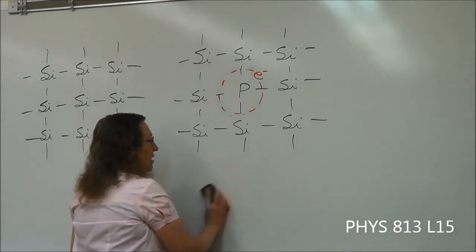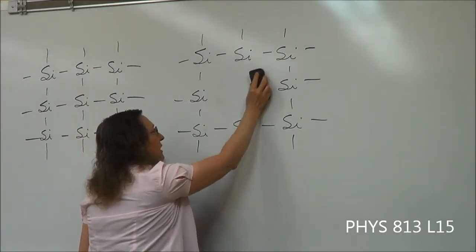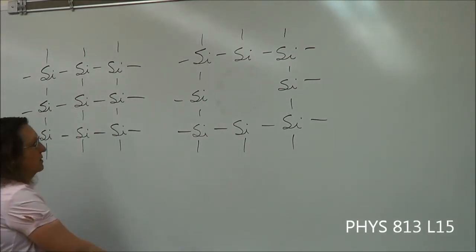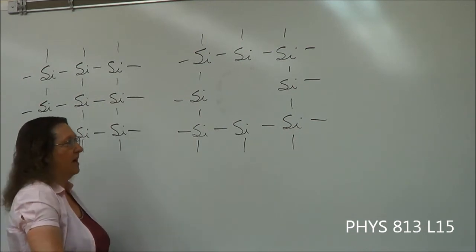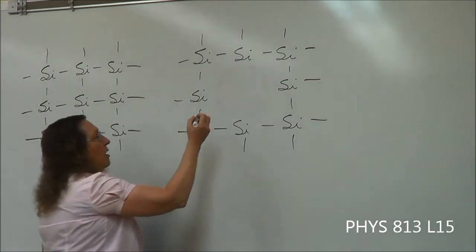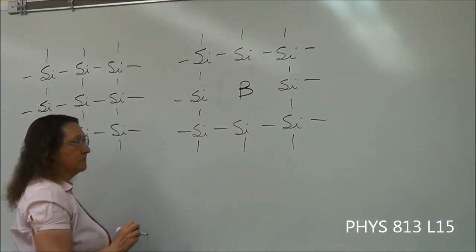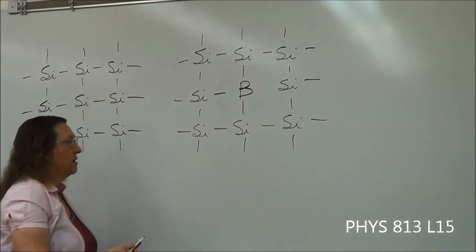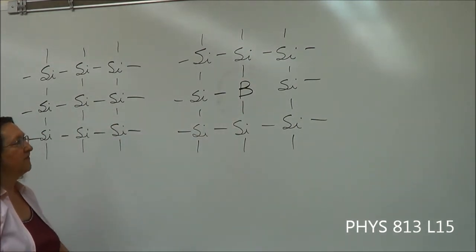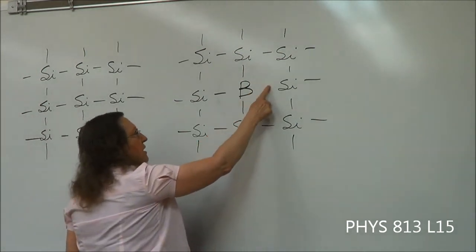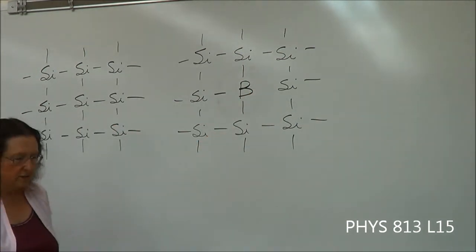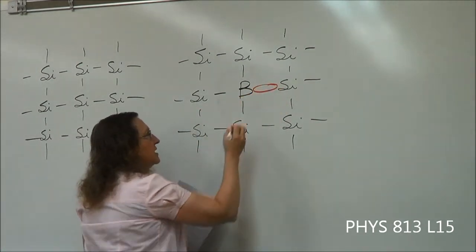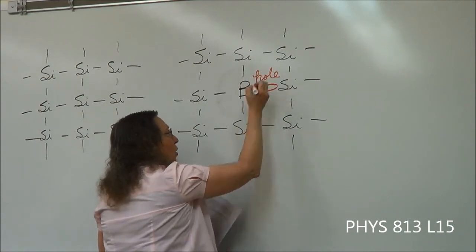So let's erase all of this. I'm going to erase this center. So now instead of phosphorus, which had a valence of 5, we're going to put boron, which has a valence of 3. So it can bond with 3 of these, but this fourth one over here, there's nothing to bond with, so we have this vacancy, and I'll just draw it like this, and this is called a hole.